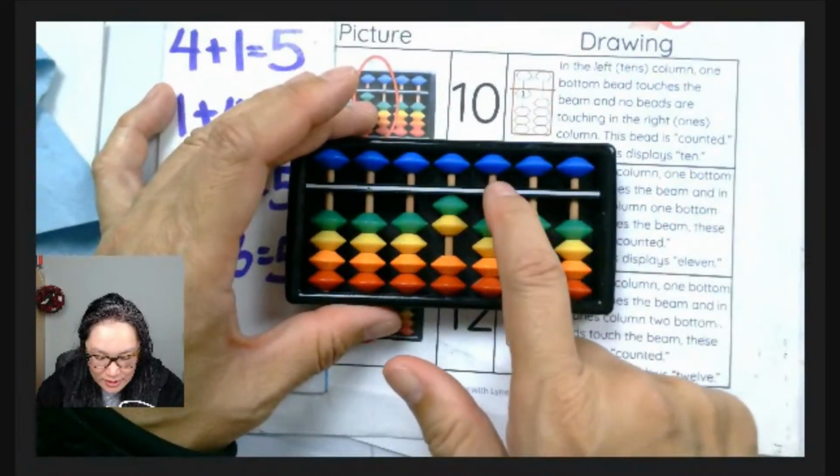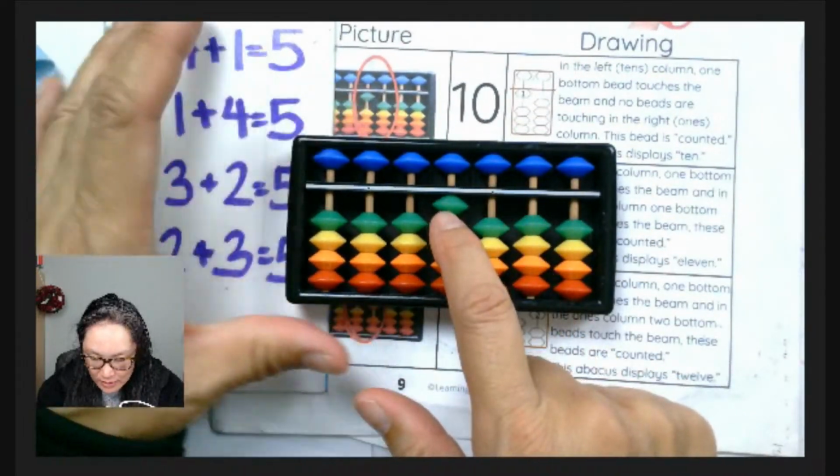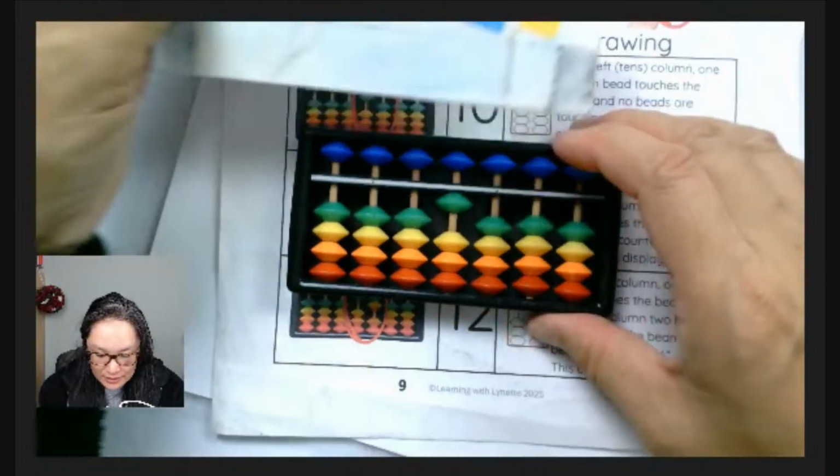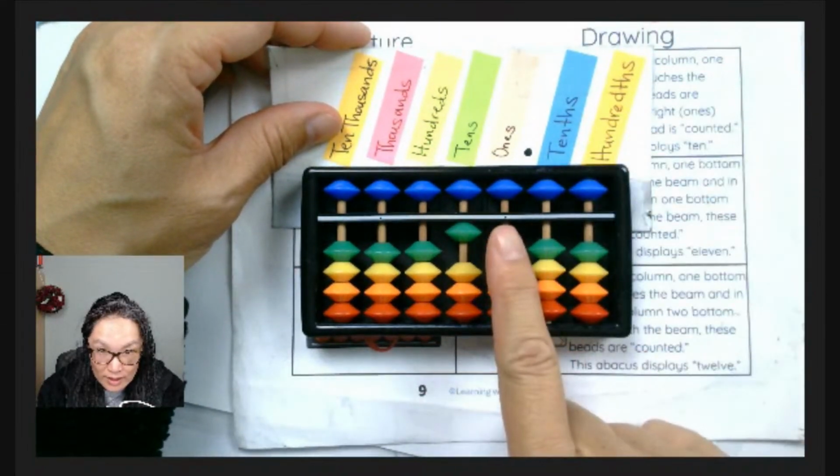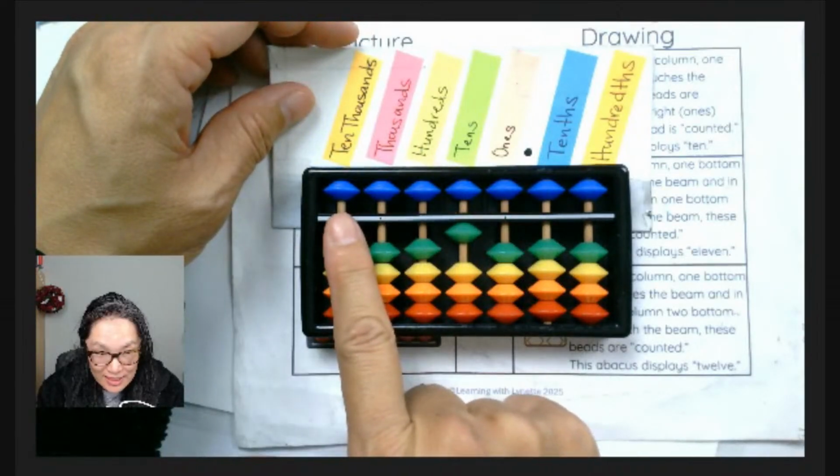So this is 10. How do I know this is 10? If you look, this is 0 and this is 1. Every column is a place value. Ones, tens, hundreds, thousands, ten thousands.